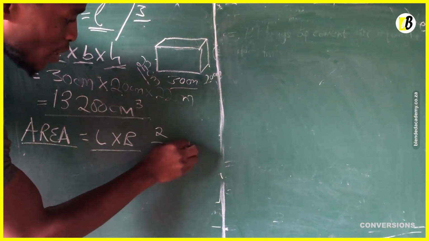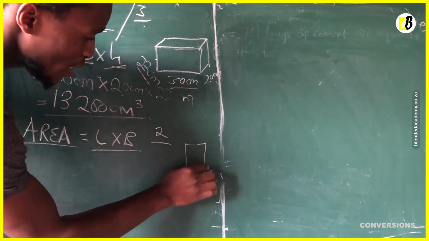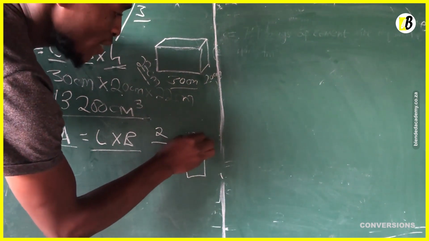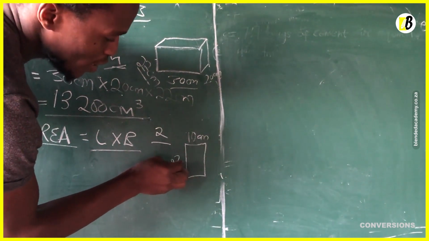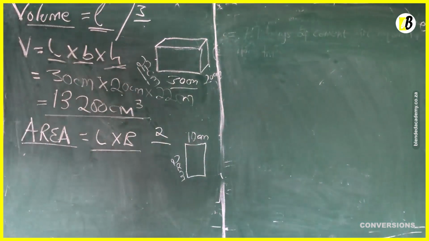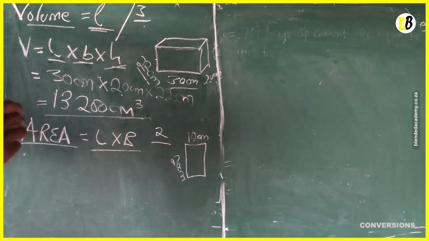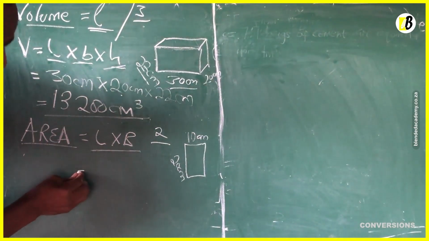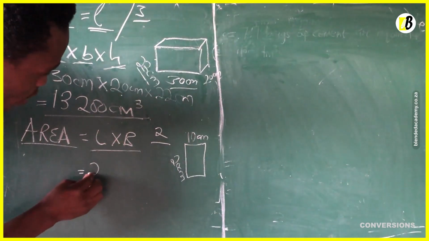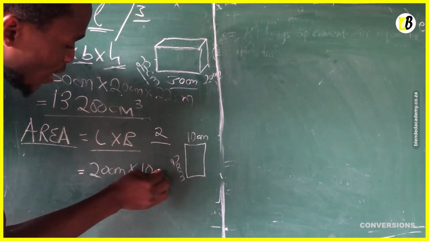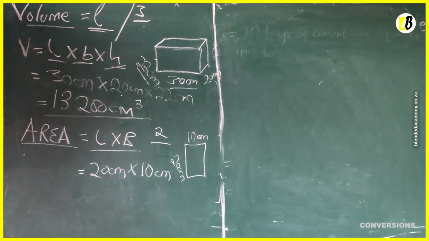So, let's say you have another shape like this, and then here we have 10 centimeters and here we have 20 centimeters. These are the basics. That's why they are not really sophisticated. They are very easy and they are very fundamental to understanding measurements in mathematical literacy. You have to pay attention. Let's execute this formula. What is our length? Our length is 20 centimeters multiplied by our breadth, which is 10 centimeters, right?